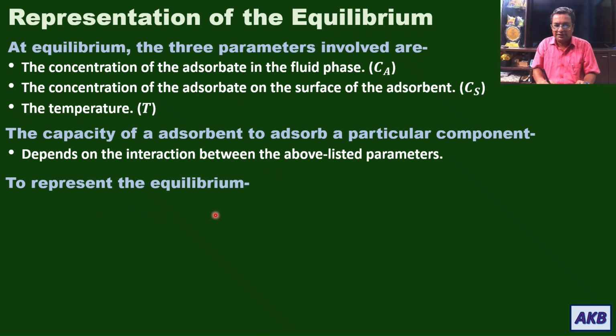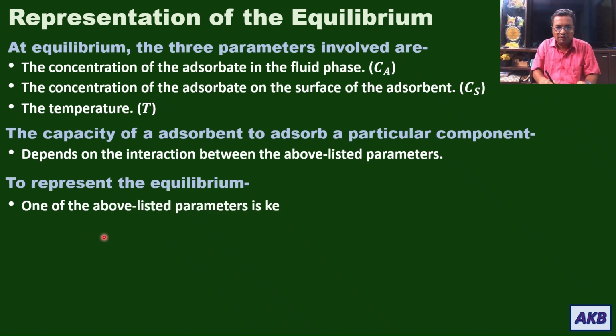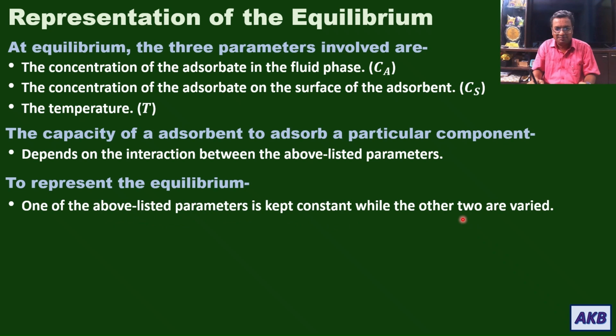Now to represent the equilibrium, that is what we are going to learn. In order to represent the equilibrium, one of the above listed parameters, out of these three, can be kept constant, while the other two are varied. So that is an easier way to represent the equilibrium.